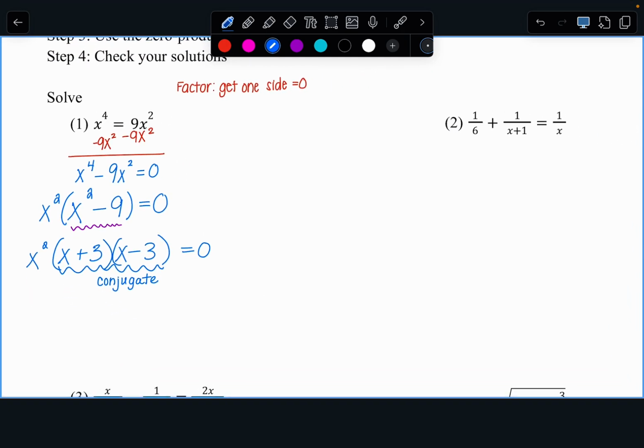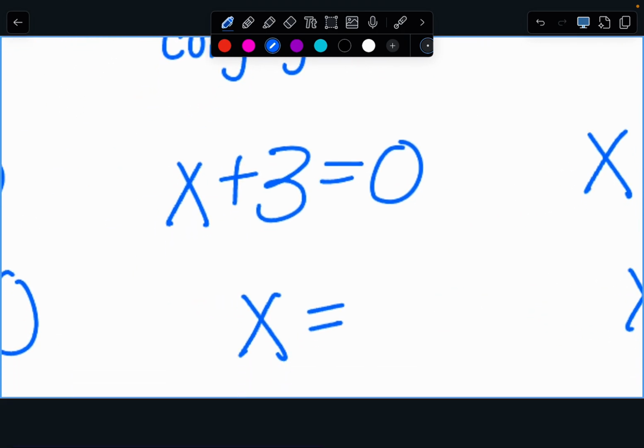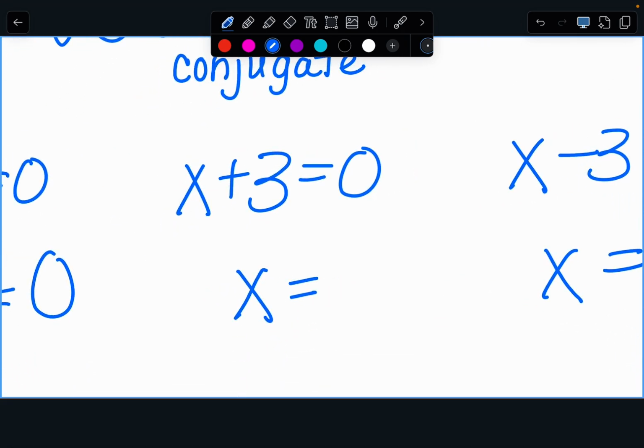Once you get to this point, you can set each piece equal to 0. You know that x squared is going to be 0, x plus 3 is going to equal 0, and so is x minus 3. So what are my possible answers for x? That one is hopefully easy. 0. 3 is one of them. And? How do I get x by itself there? Minus 3.